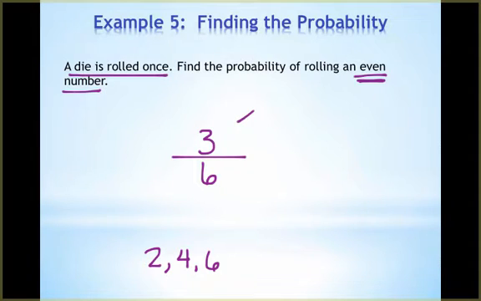So we want the number of ways we can get the event, which would be 3, divided by the total number of events in our sample space. So that would be 3 over 6, which would simplify to 1/2. So our probability of rolling an even number is 1 to 2, or 1/2.